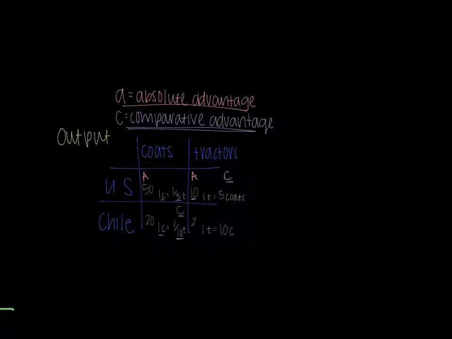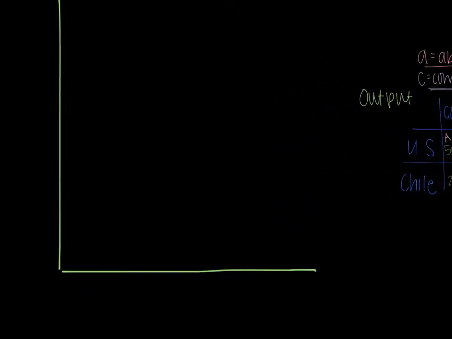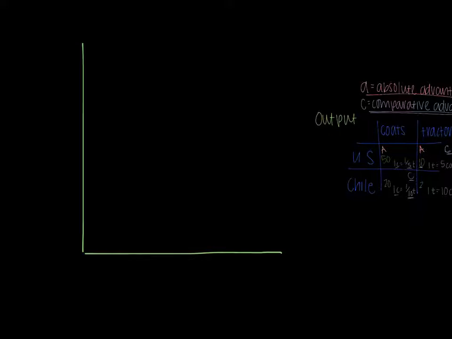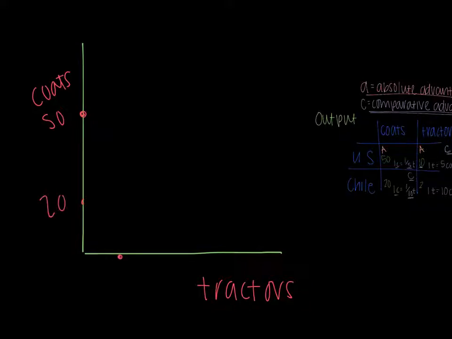So taking this information, you're going to want to make a graph now. So here is going to be your coats. You have coats here and tractors on this side. So taking this, they can make 50 coats and 20 coats, and then 2 tractors and 10 tractors. So I'm going to take this information and connect the two, so 50 to 10 and 20 to 2.